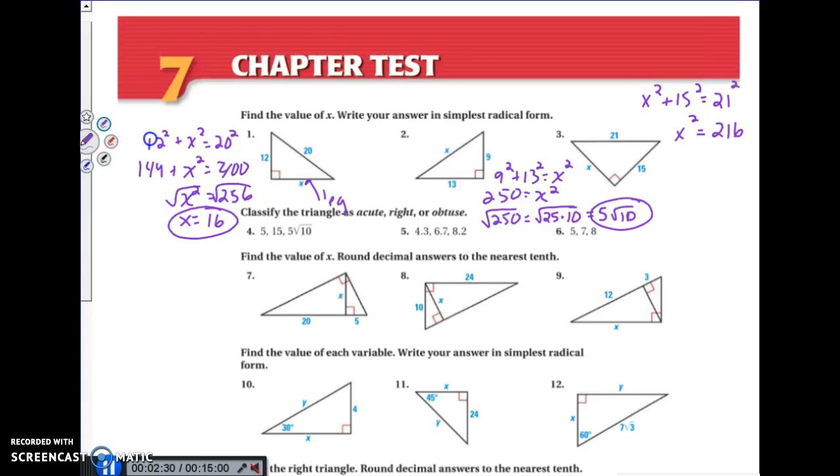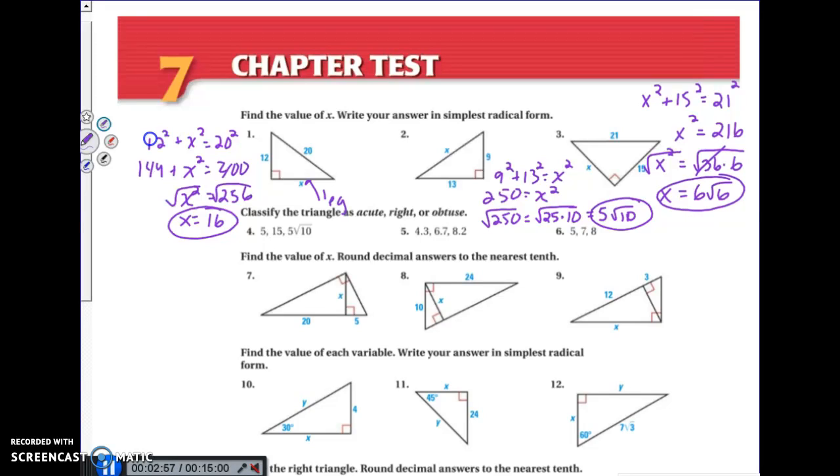But if you don't know and you run through the list, you would find that 36 is the biggest perfect square number that divides evenly into 216. So now I get 36 times 6. So x equals, because I can take 36 out of the radical, 6 radical 6.